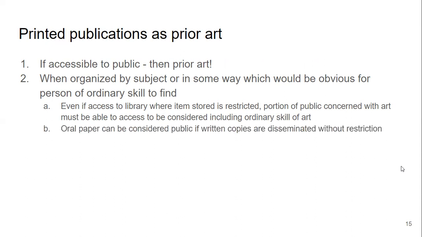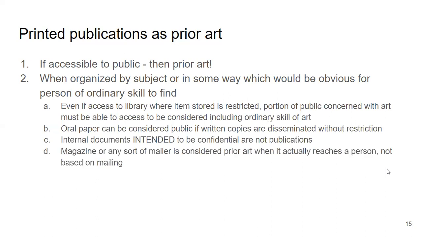So now an oral paper, maybe an oral presentation, can be considered public if there are written copies which are disseminated without restriction, and again, to people of ordinary skill in the art. And then internal documents intended to be confidential are not publications. So all of these areas can be good ones to try out as questions, because if there's something saying an internal document was leaked, even though it was supposed to be confidential, that would not be a publication that would be rightfully used. And a magazine or any sort of mailer is considered prior art when it actually reaches a person, so not based on mailing.